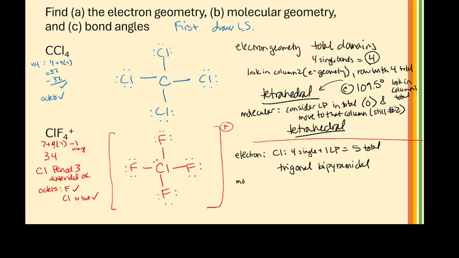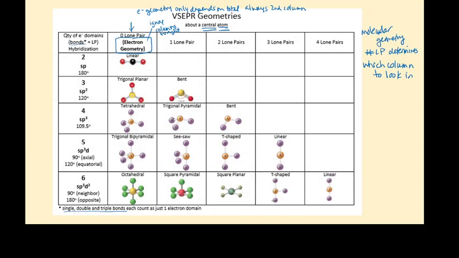Now, for my molecular shape, I'm going to stay in the row with total equals 5, but move to the column that says 1 lone pair. And when I do, and I see what's in the box, I think it is seesaw. I have to go back. Yes, 1 lone pair is seesaw.